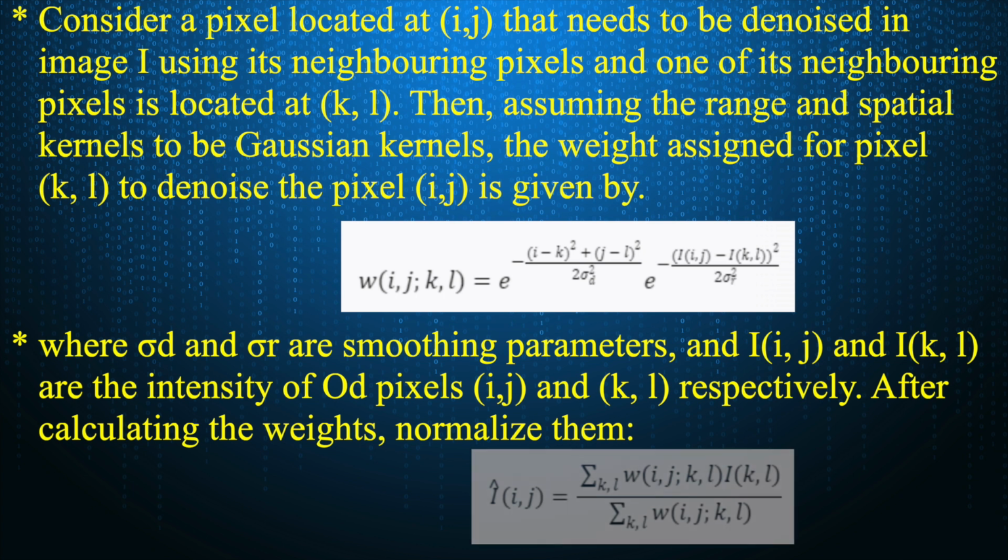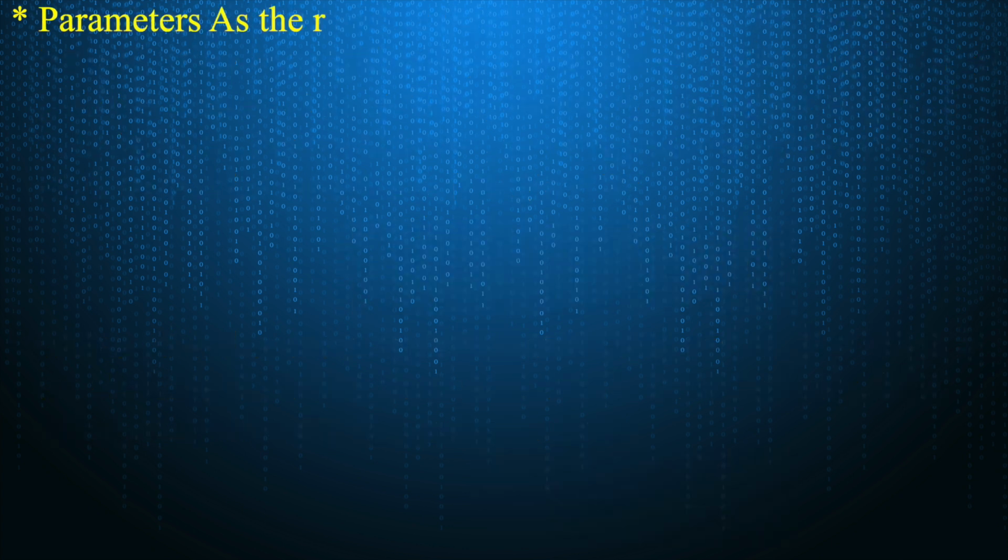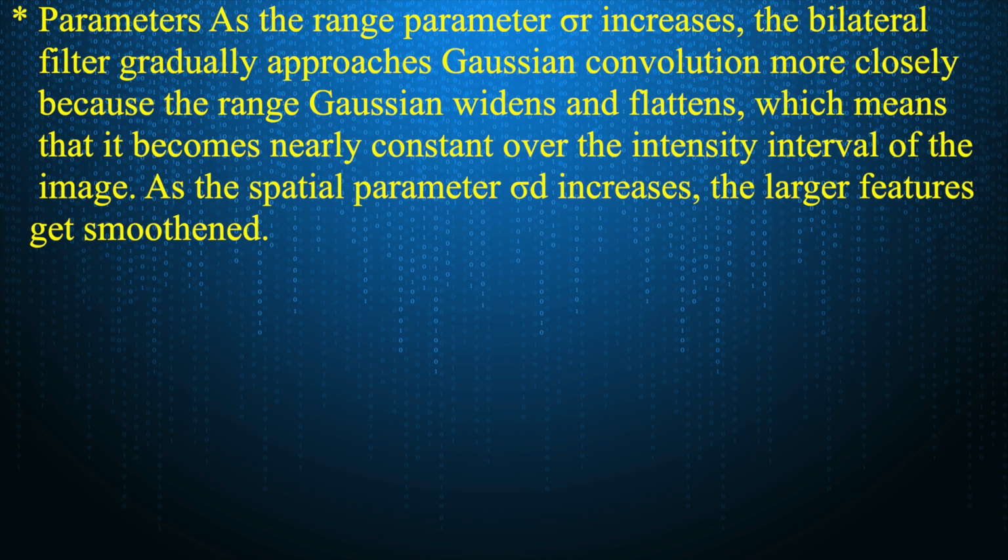So if we apply this filter to the image, then we get a denoised image. When sigma r increases, the bilateral filter gradually approaches Gaussian convolution, and more closely, because the range Gaussian widens, the filter flattens, which means that it becomes nearly constant over the intensity interval of the image. As the spatial parameter sigma d increases, the larger features get smoother.